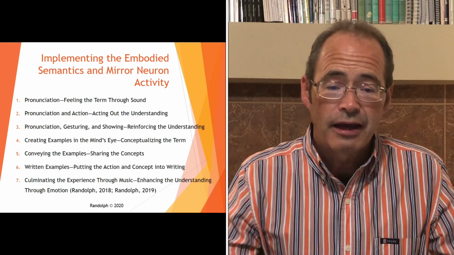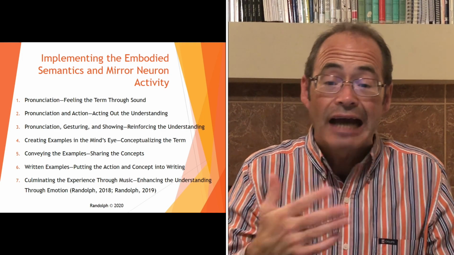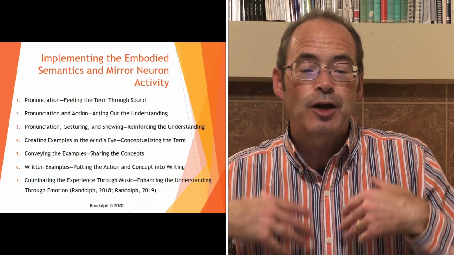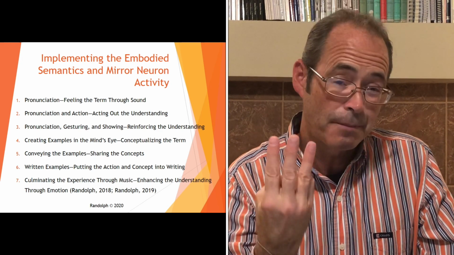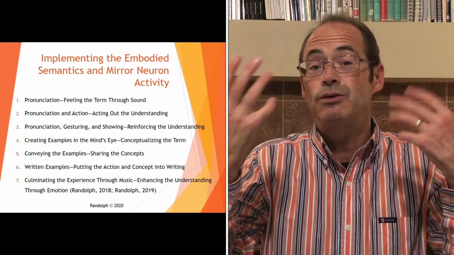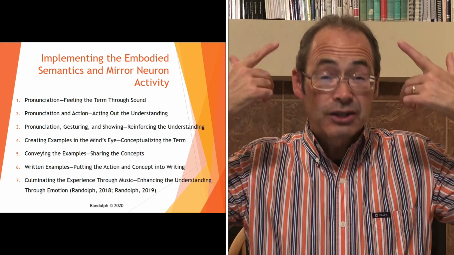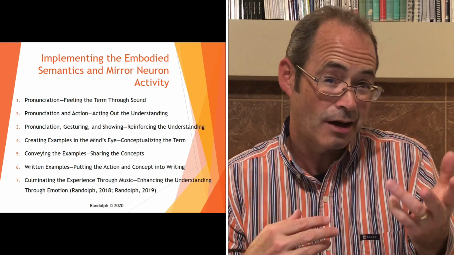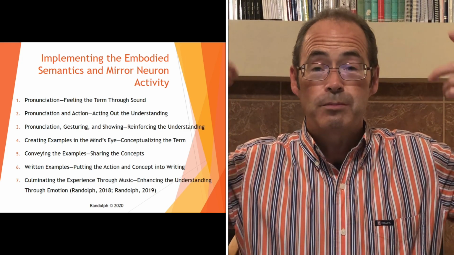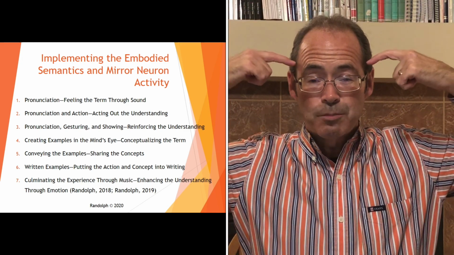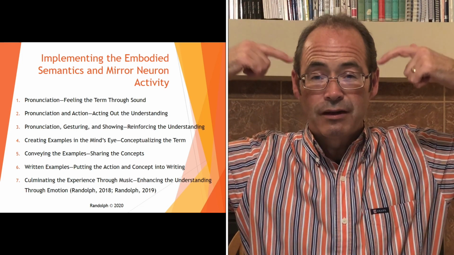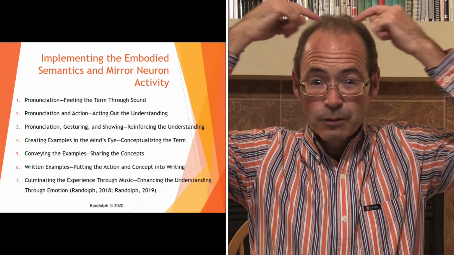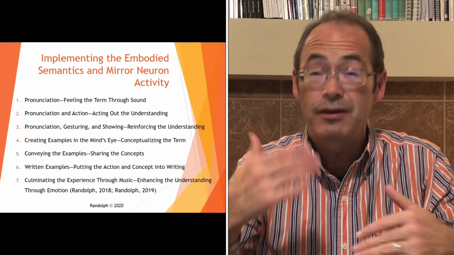Number 2 is pronunciation and action, acting out the understanding. So here, they're going to pronounce it again 3 times, but each time they pronounce it, they're going to use either a facial expression or a gesture. Now you see what's going on: with that first one, the brain heard meticulous and reacted to the linguistic concept.